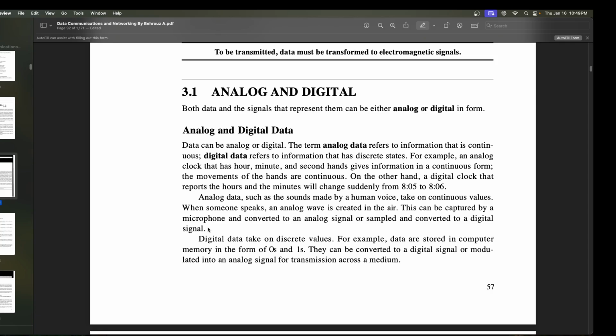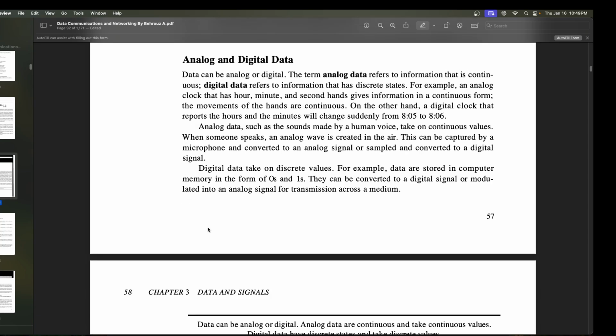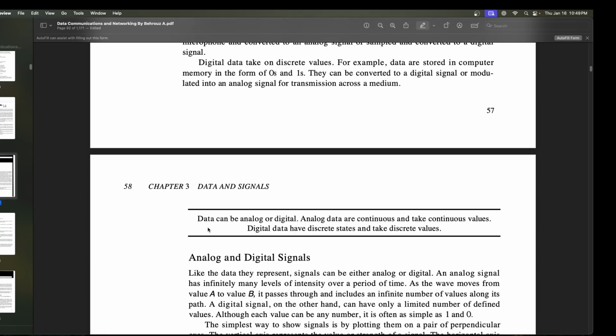For example, on the number line you have 1 to 10. Discrete values are 1, 2, 3. So digital can take only discrete values. Data stored in the computer memory is in the form of zeros and ones. It can be converted to a digital signal or modulated into an analog signal for transmission across a medium.